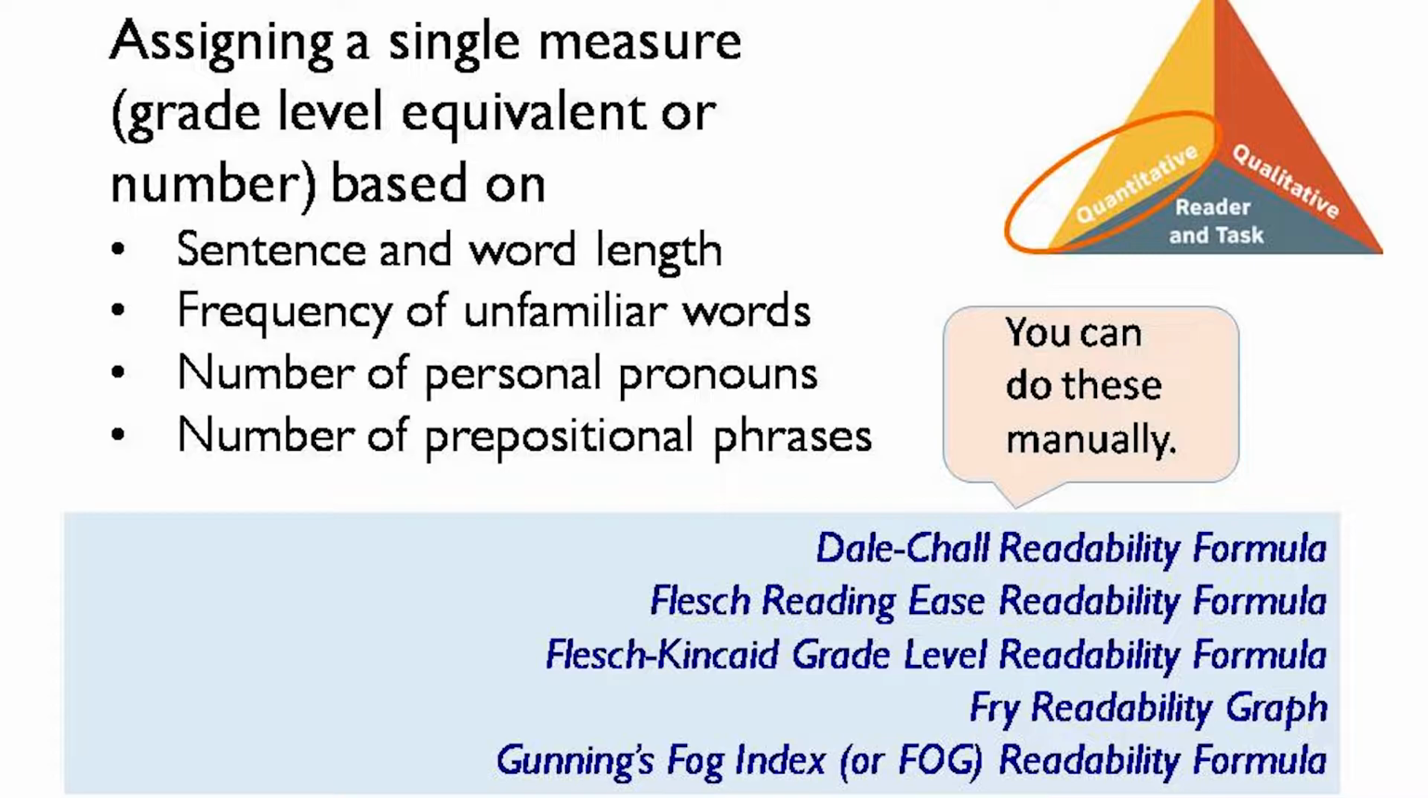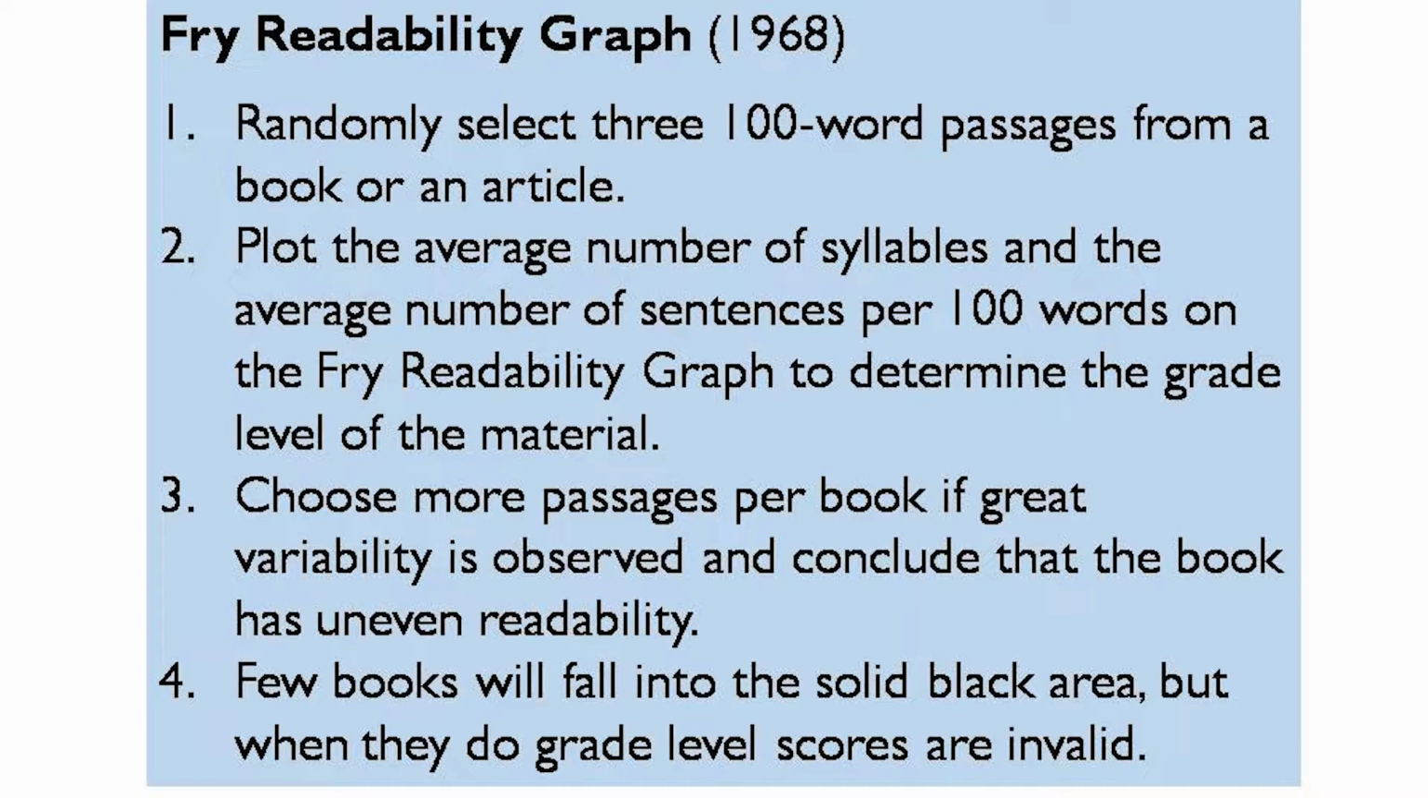Let's look at the quantitative side. Assigning a single measure or grade level equivalent or number is usually done based on sentence and word length, frequency of unfamiliar words, number of personal pronouns, and number of prepositional phrases. This can be counted and computed. This method typically uses what we call readability formulas. Here are examples of the traditional formulas, mostly Fry. The Fry readability formula is very familiar with many teachers.